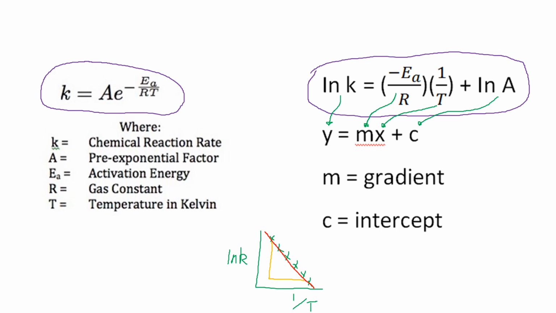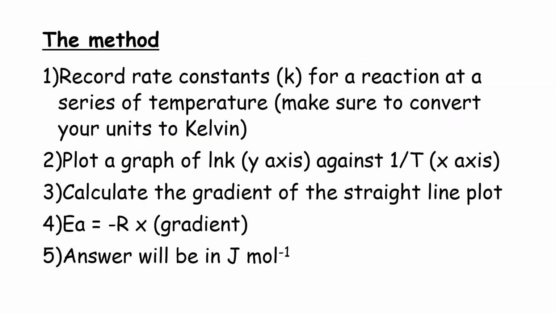So that's the typical way this question goes. It wants you to work out the activation energy for a reaction. So the steps are as follows. Firstly, record rate constants for a reaction at a series of temperatures, making sure to convert your units to Kelvin so that everything's consistent. You then plot that graph we just looked at, the natural log of K on the y-axis against 1 over T on the x-axis. Calculate the gradient of the straight line plot, and then whatever your gradient is, it's going to be a negative gradient. It'll come out negative because it's downward sloping. You times it by minus R, which is the gas constant, and that'll come out positive then.